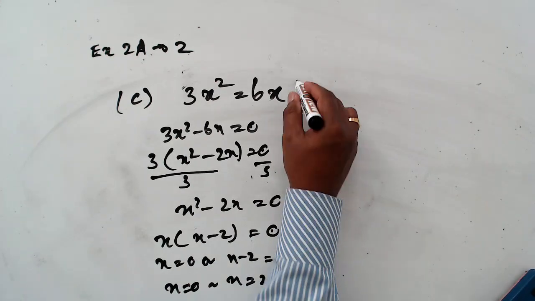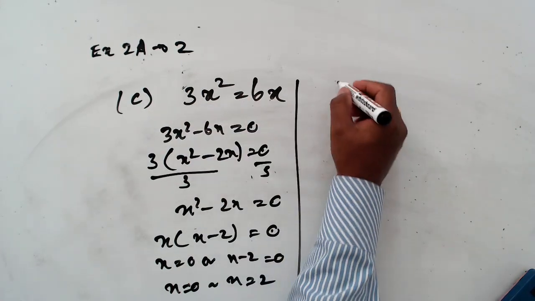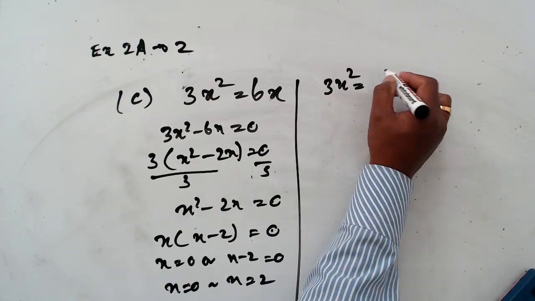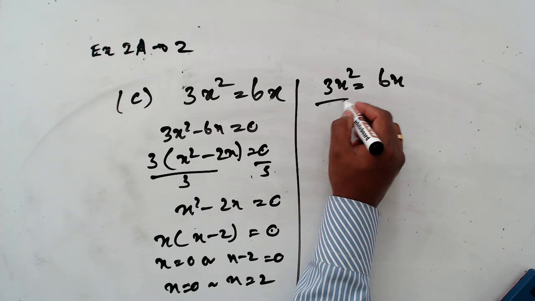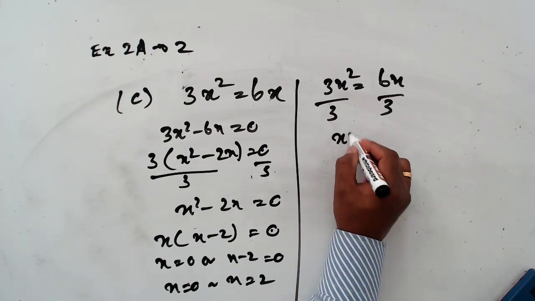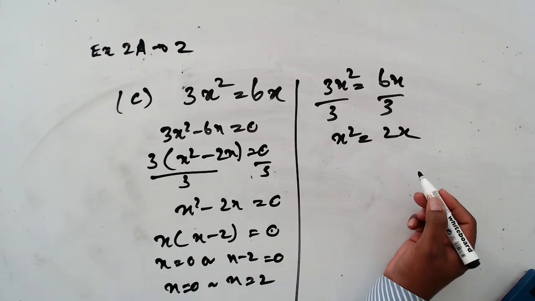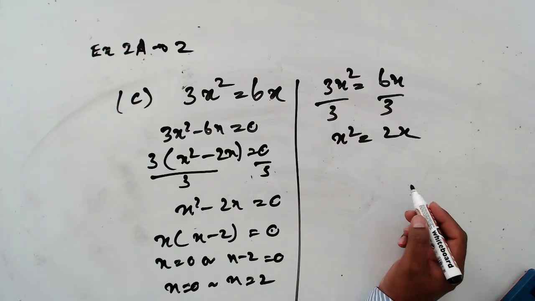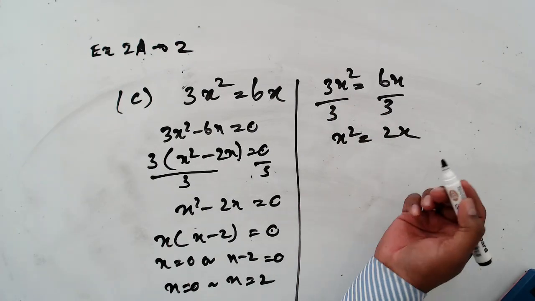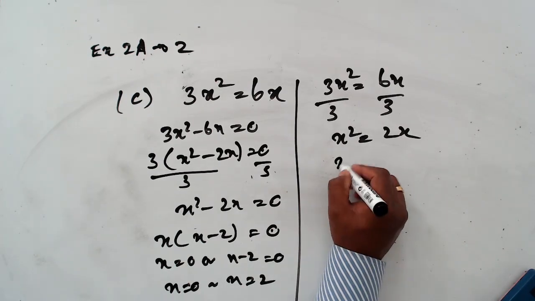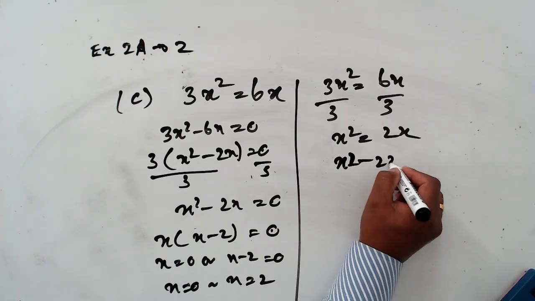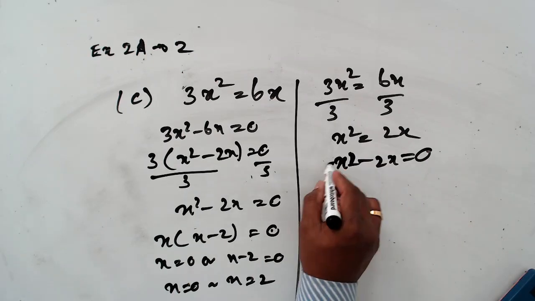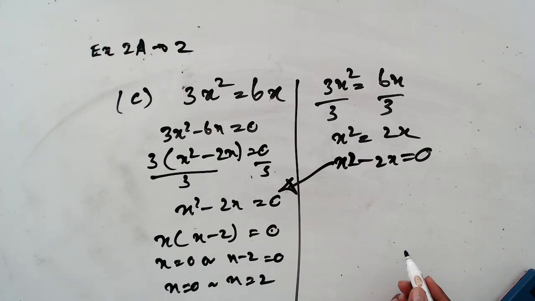Or you can simply, in here, 3x square equal 6x. Yes, you can divide both sides by 3. x square equal 2x. By doing this, it will not destroy another answer. But if you cross out x, it is an issue. Now x square minus 2x equals 0, and then you can continue from here.